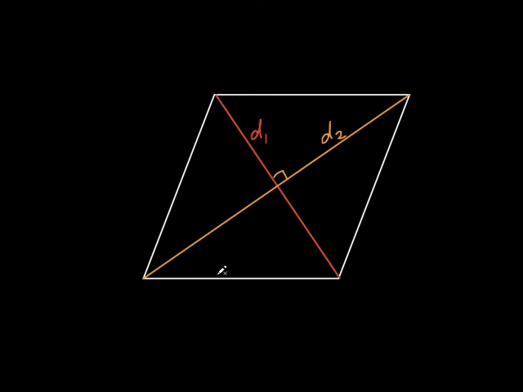Sometimes they don't give you the height of this, because this is a parallelogram. So we could say that the area is the base times the height. But what if there was no way to figure out what the height was? But they did tell you the lengths of the diagonals. If they tell you the lengths of the diagonals, here's your formula.